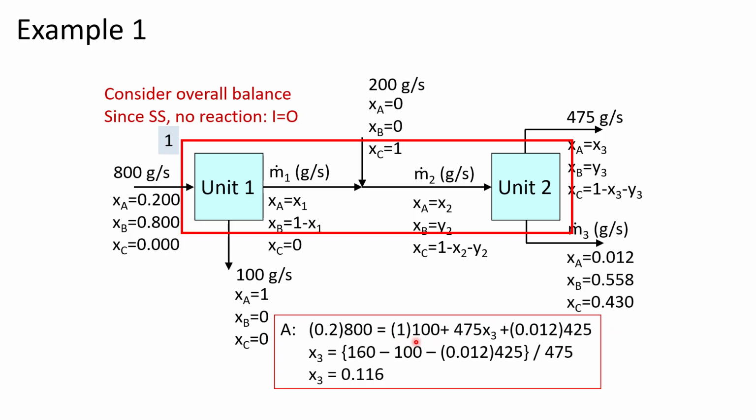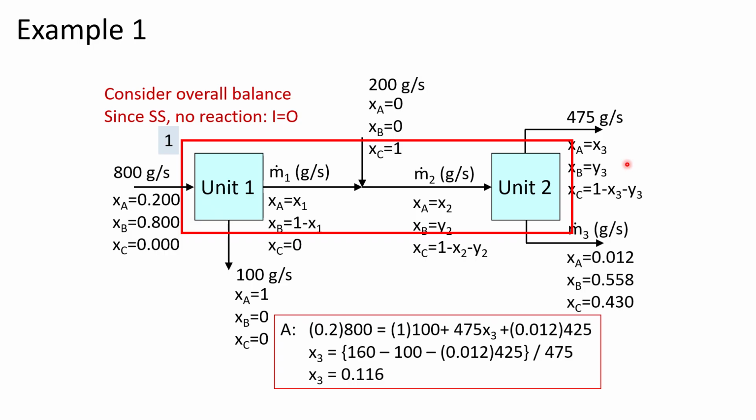So what we find is that there are 3 outputs. We just have to sum those all up to get the total amount of A that comes out and set that equal to the amount of A that comes in. Looking at this equation, this turns out to be an equation for x sub 3 that we can solve. I'm not going to go through the algebra here, but if you rearrange this, you can solve for x sub 3. And you can find that x sub 3 is equal to 0.116.